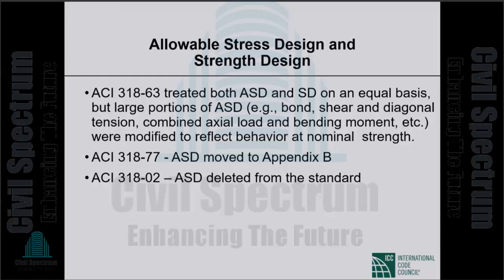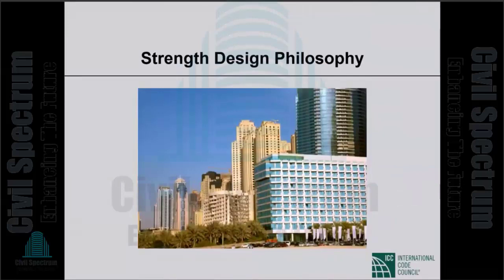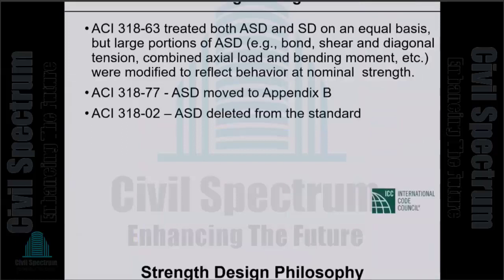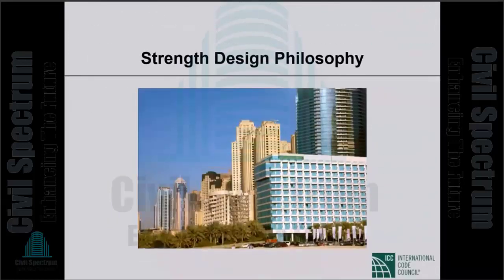'63 and '71 both remain side by side in the main body of the code. In '77 ASD went to an appendix, and in 2002 it was gone. The appendix with ASD was deleted from 318. Okay, that is the brief history. So from 2002 onwards, we simply do not have allowable stress design of concrete.